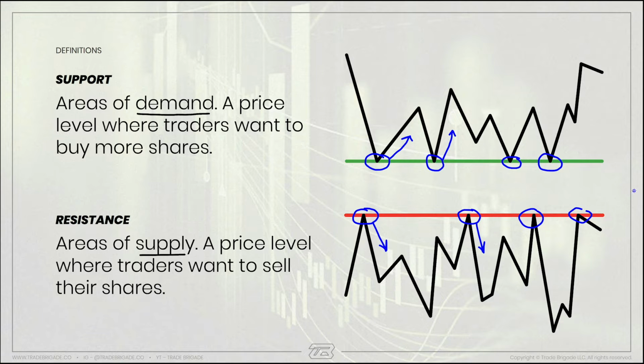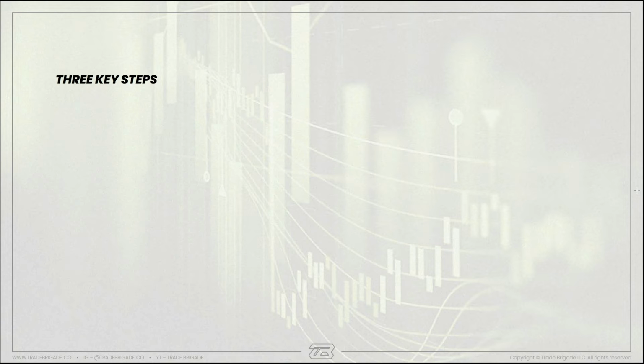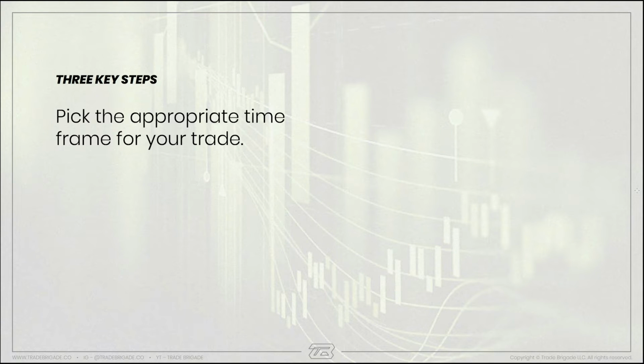Now, this is all theory. Of course, we're going to go over this on some real charts in just a moment. So there's three key steps to determining where you should be drawing your support and resistance levels. The first one is going to be that you need to pick the appropriate time frame that you're trading. So if you're trading, for example, a 5-minute chart, you really don't want to be drawing your supports and resistances on a weekly chart. And the same is true for the opposite. If you're trading on a weekly time frame, then you're not really going to be concerned with the 5-minute chart.